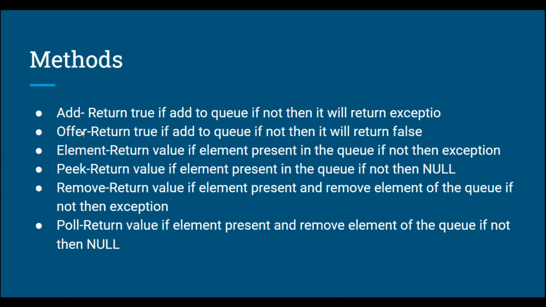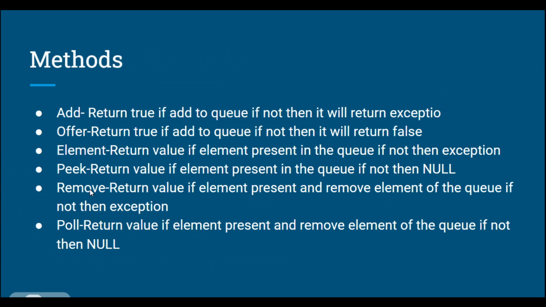And if we want to get the element, that is, get the head element only, and we don't want to remove the element, we can use element and peek. These are the two methods we use to get the element. If it is present in the queue, it will return the value, and if not, it will throw an exception. And with peek, it will return the value if the element is present in the queue, and if not present, it will return null.